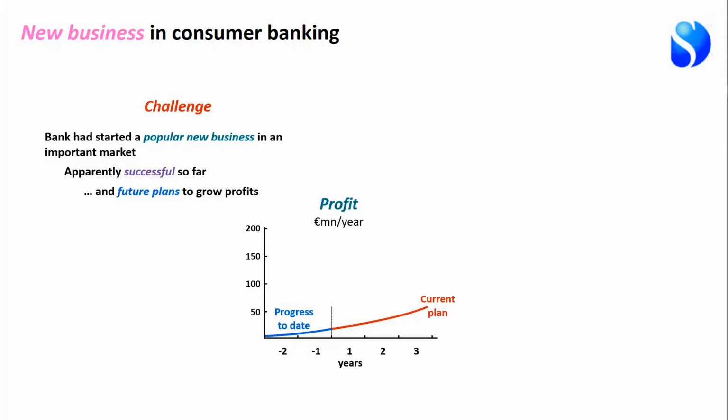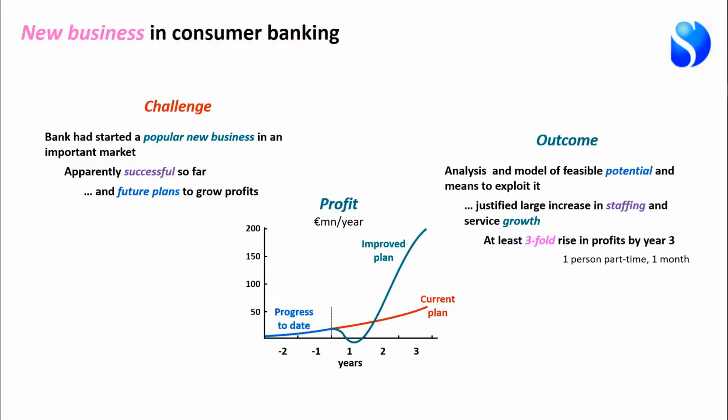But when we put the plan together and the model together of this and figured out what might be achievable, we figured there was much more potential and we could achieve it much faster than the bank's current plans would allow. The model allowed the general manager whose project this was to justify large increases in staffing and growth of the service, to roll it out faster, and a threefold multiplication in the rise in profits that could be achieved over 3 years. And I helped the general manager with this model. They worked on it part-time, a few hours here and there, over about a month. That's the kind of effort that was required to put this together.